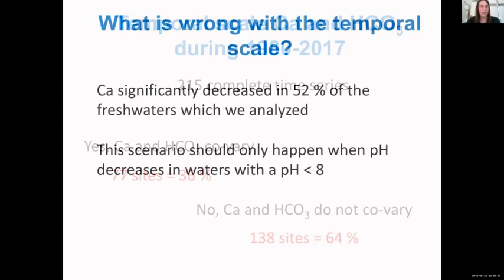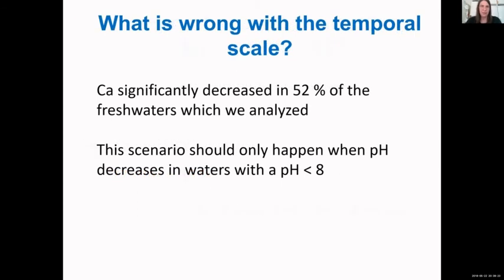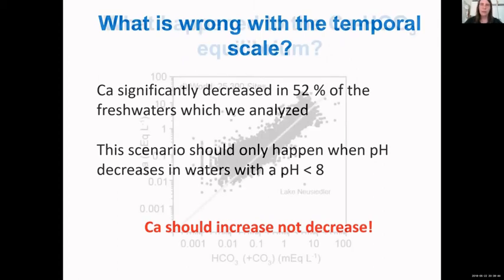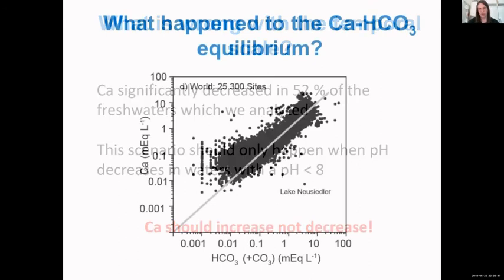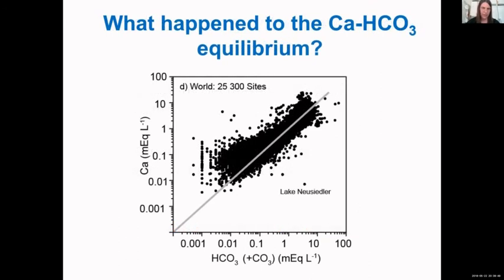So let's see what we have on the temporal scale. What is wrong here? The calcium significantly decreased in 52% of the freshwaters which we analyzed, which should not really be the case. And this scenario should only happen when pH decreases in waters with a pH less than 8. So something is not really working. That means calcium should increase and not decrease, as we all report and as we also see with our own data. So let's go back to the equilibrium conditions, which we found on a spatial scale, and analyze this a little bit more in detail.